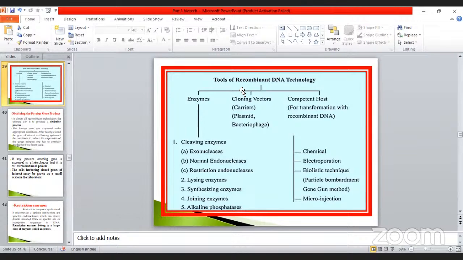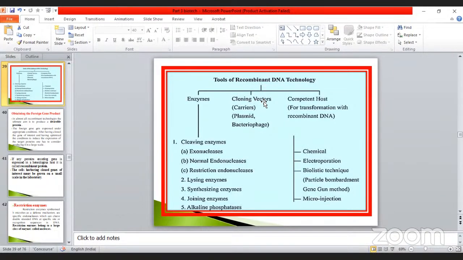Okay, synthesizing enzymes. Some enzymes are also used for the synthesizing process. For example, ligase is one of the synthesizing enzymes, because two units or two plasmids are united with the help of the linking process. The next one is the same, joining enzymes. And alkaline phosphatases. We have lysing enzymes, restriction endonucleases, normal endonucleases, exonucleases, joining enzymes, and alkaline phosphatase. These all come under enzymes. These are all used as tools for recombinant DNA technology.